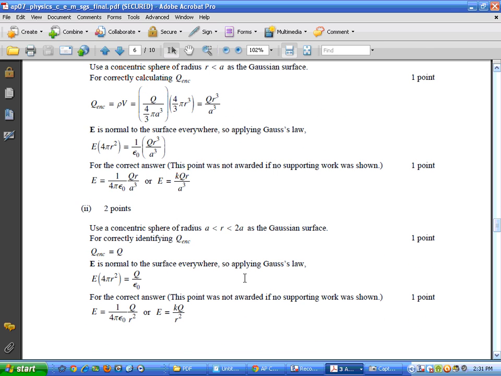Part 2 was the region in between the sphere and the shell. It was 1 point for identifying that Q enclosed was Q, and 1 point for the correct answer. But if you just said, oh, it's kQ over r squared, and you didn't explain or show why, that would not have gotten you credit. Because it said derive, you should use Gauss's law to derive it. If you at least justified it by saying it acts just like a point charge in this region because your enclosed charge is Q, you probably would have gotten the credit, but it would not have been exactly what they were going for.